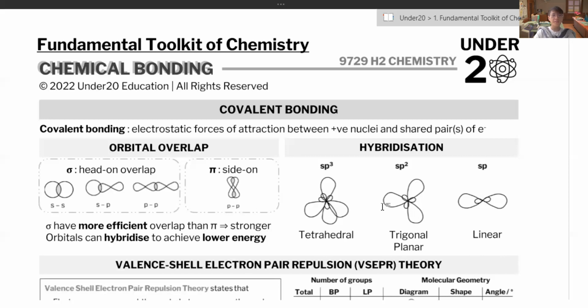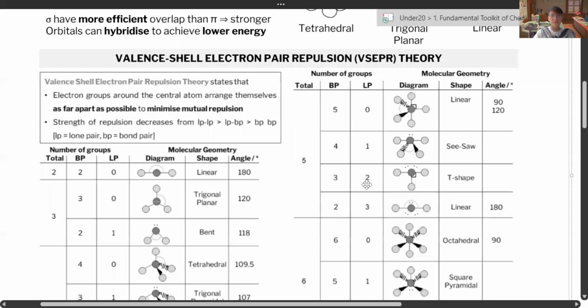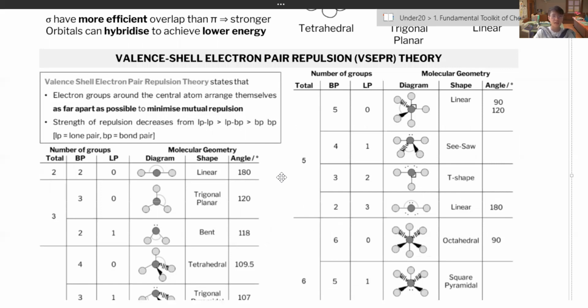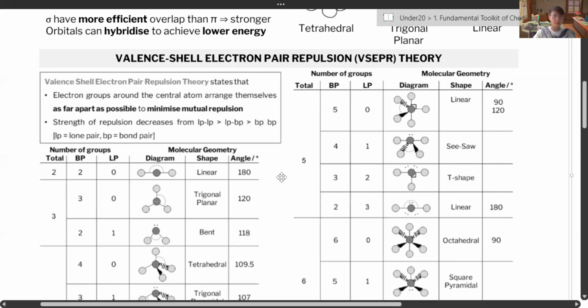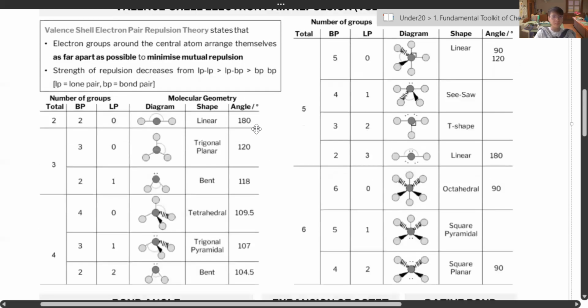This geometry is determined by something known as valence shell electron pair repulsion theory, VSEPR. VSEPR has two main rules. One is that the electron groups around the central atom, remember it's always with respect to the central atom, will arrange themselves as far apart as possible to minimize mutual repulsion. So this is like social distancing, okay? And the strength of repulsion will decrease from lone pair-lone pair, to lone pair-bond pair, to bond pair-bond pair.